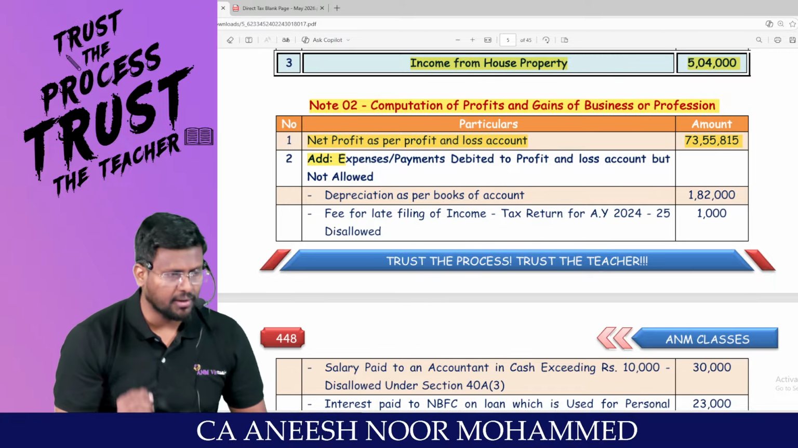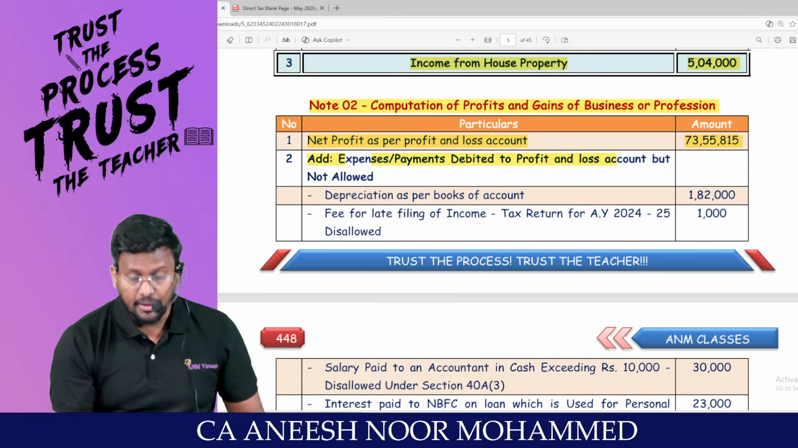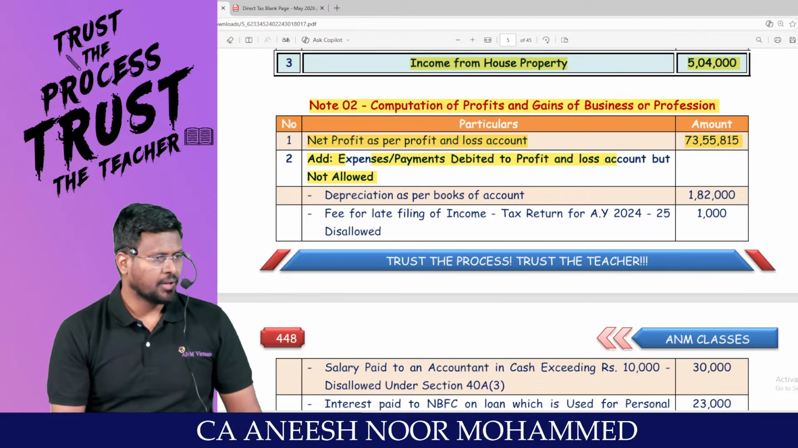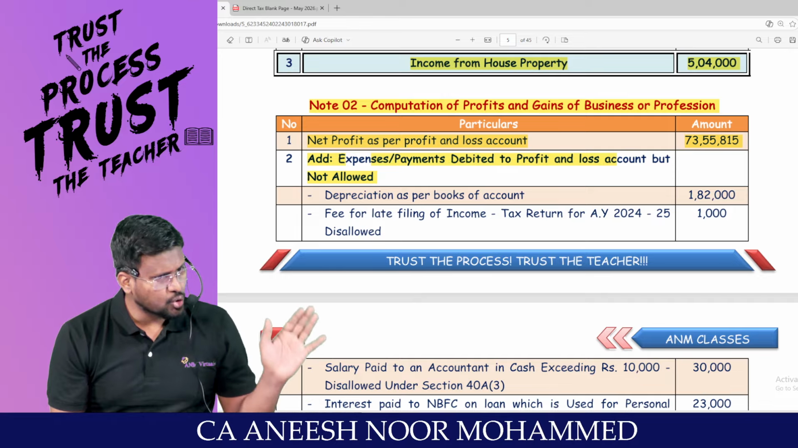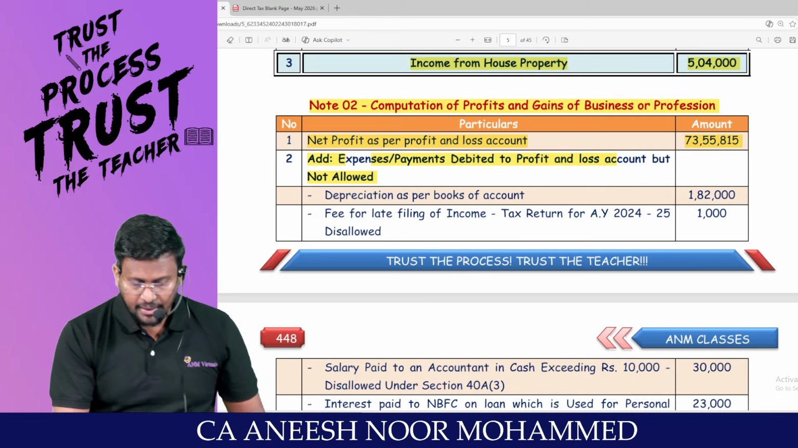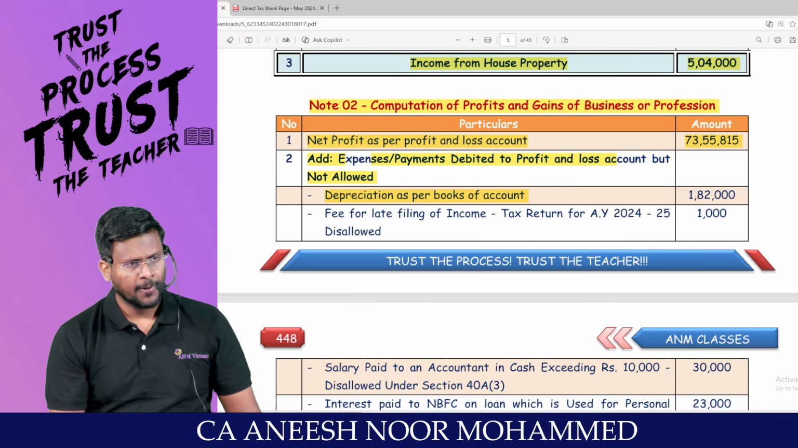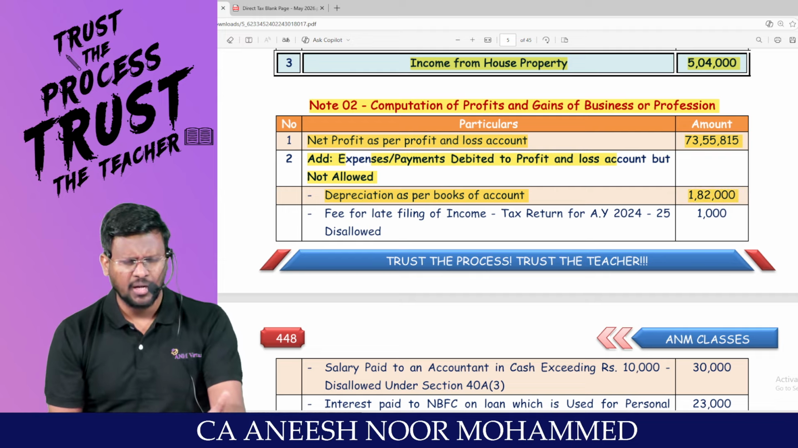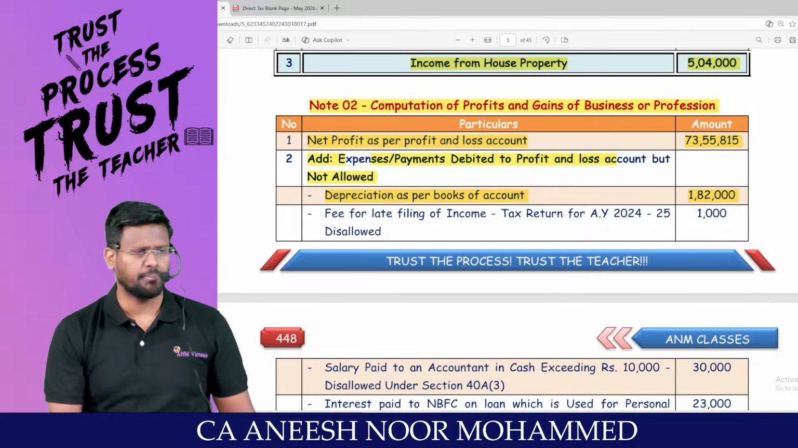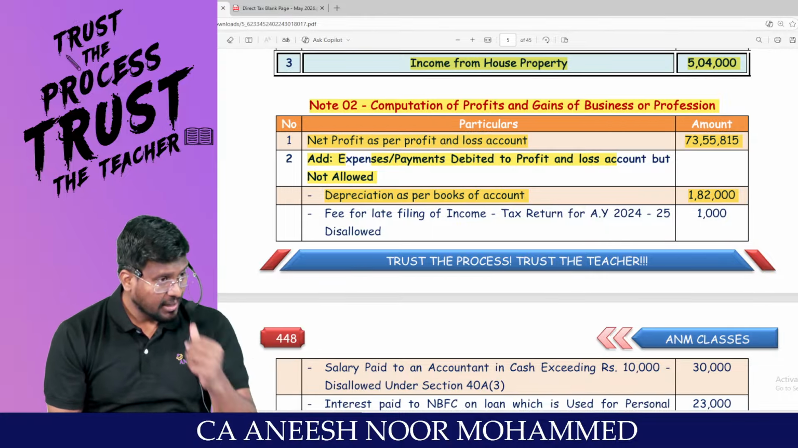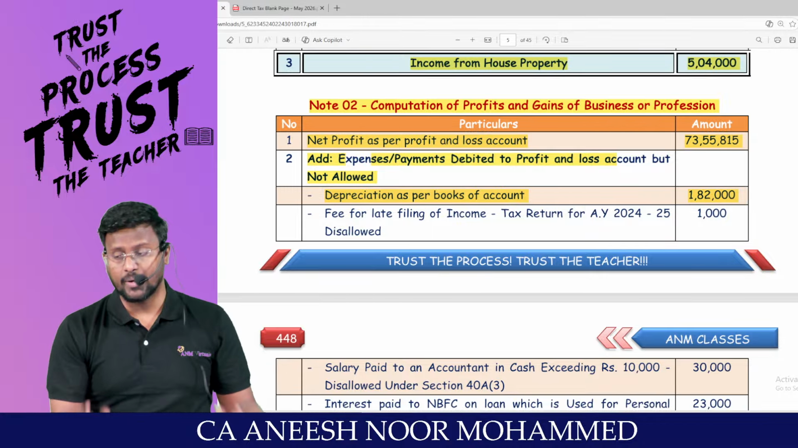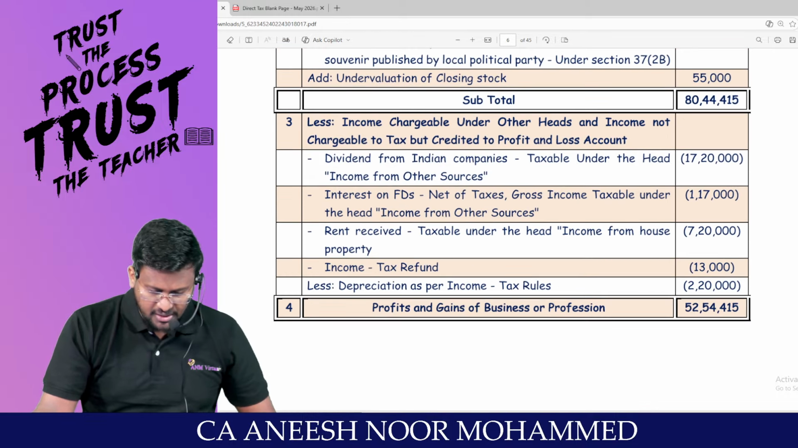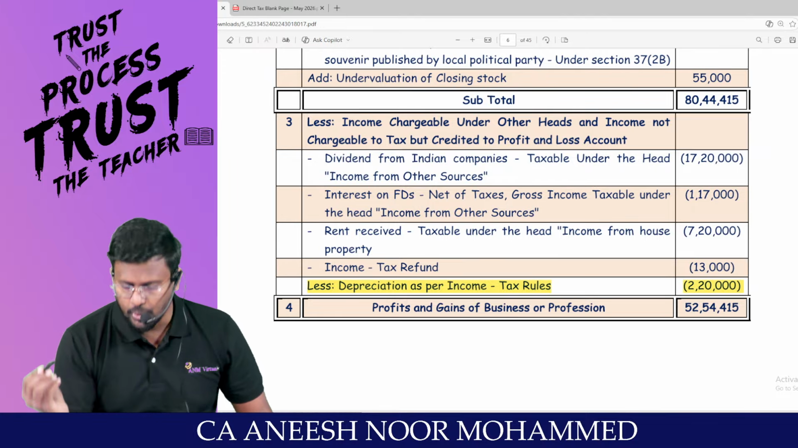This carries 1 mark. Expenses or payments debited to P&L, that means these items are debited to P&L, but not allowed. So it has to be added back. Number 1, depreciation as per books of accounts. As per books, 1,82,000 is the depreciation. Generally, as per books, depreciation would be calculated as per straight line method. But as per Income Tax Act, the recognized method is WDV method. So when you are adding back that depreciation, immediately you reduce depreciation as per income tax rules, 2,20,000.